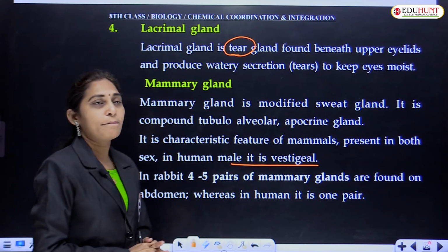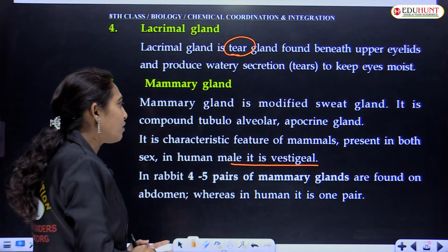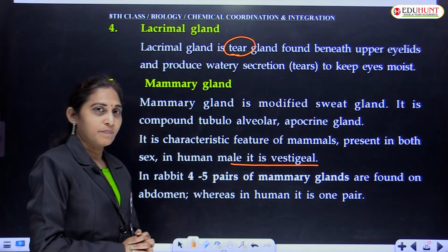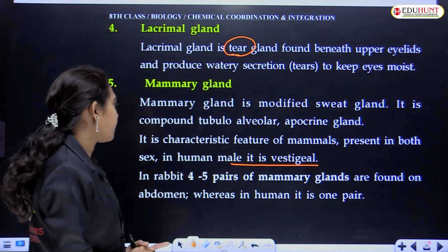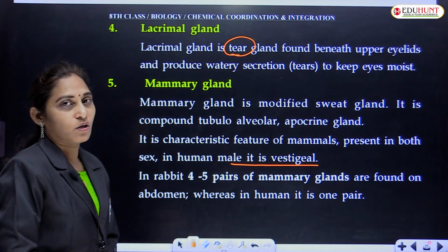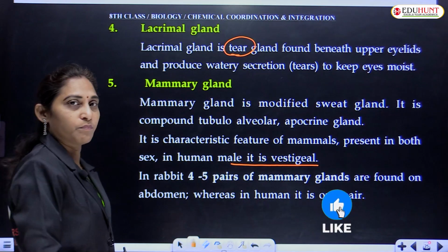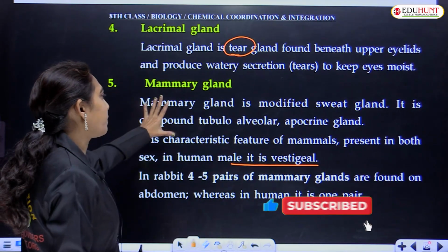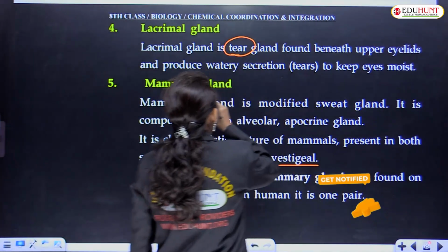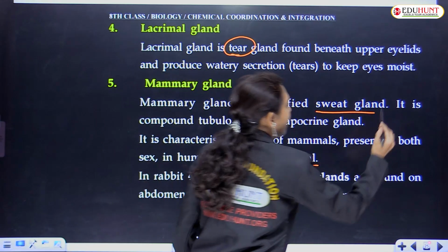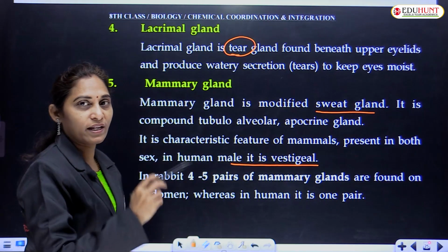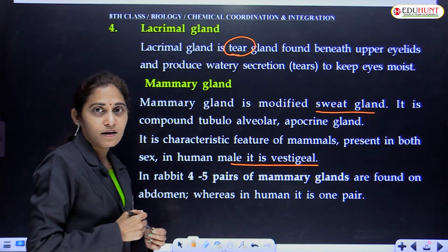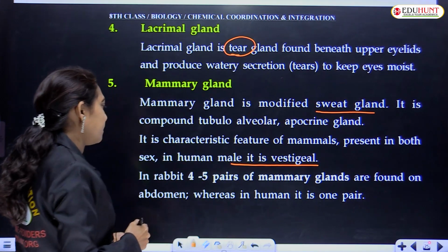It is a compound tubular alveolar apocrine gland. Where are mammary glands found? In the breast. It is the characteristic feature of mammals, present in both the sexes but vestigial in males. The point to remember is that these are modified sweat glands. Modified sweat glands are mammary glands. Modified sebaceous glands are Meibomian glands.